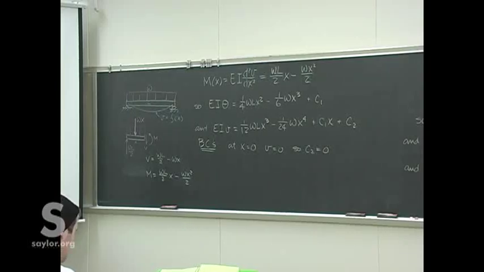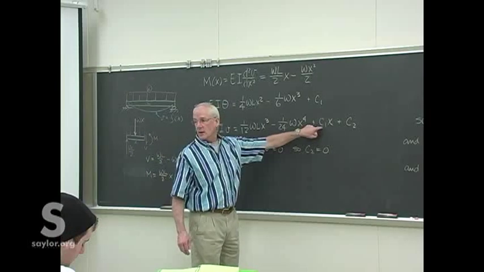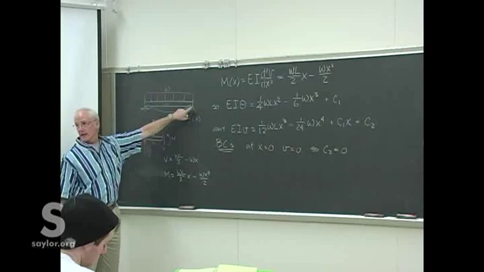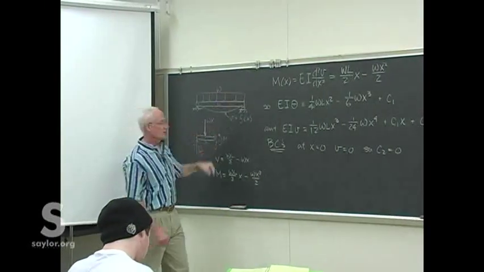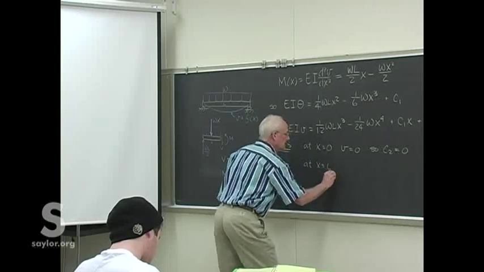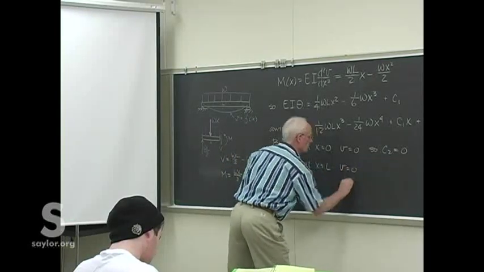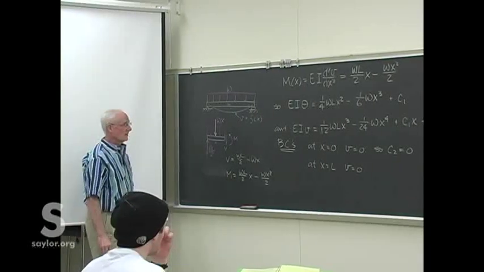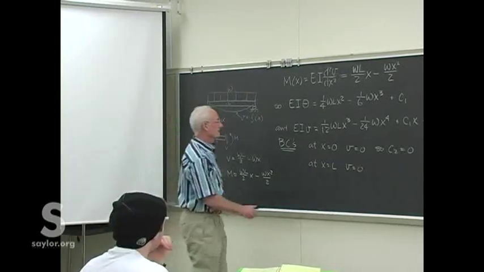So that was an easy one to put in. We need another boundary condition because we still have C1 left. Just simply at the other end, the deflection here is also 0. At x equals L, v equals 0 again. So you can put that in then and solve for C1.